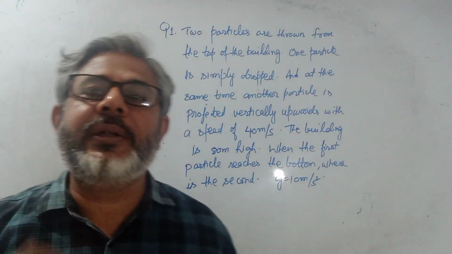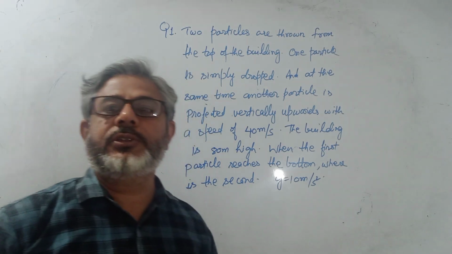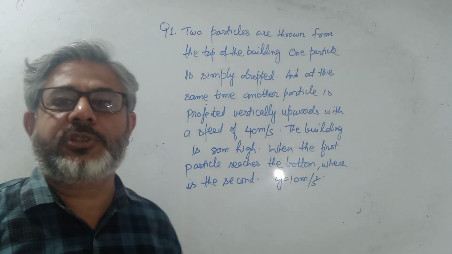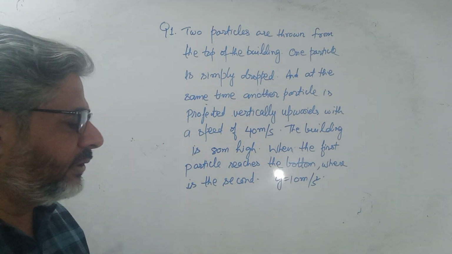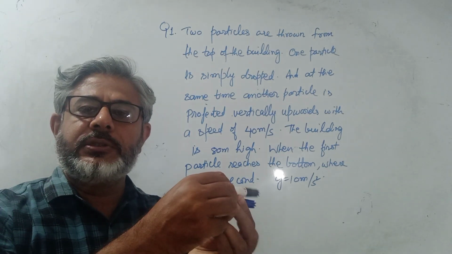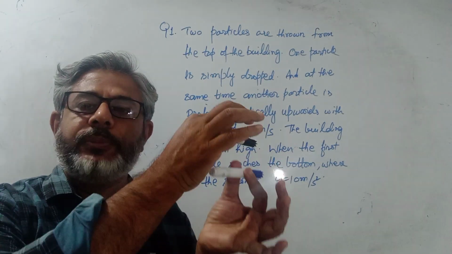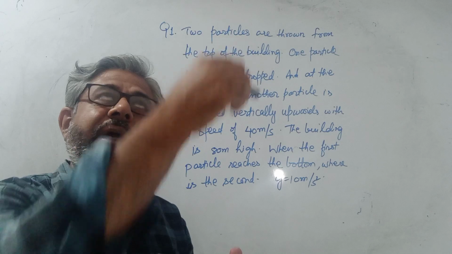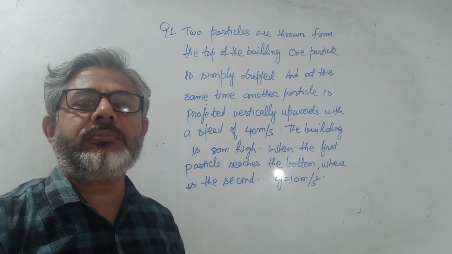So the first part in problem solving is always to understand the question properly. This question simply says that there are two particles. This one I simply drop from this building, so it starts falling down. At the same time, I've thrown it upwards.